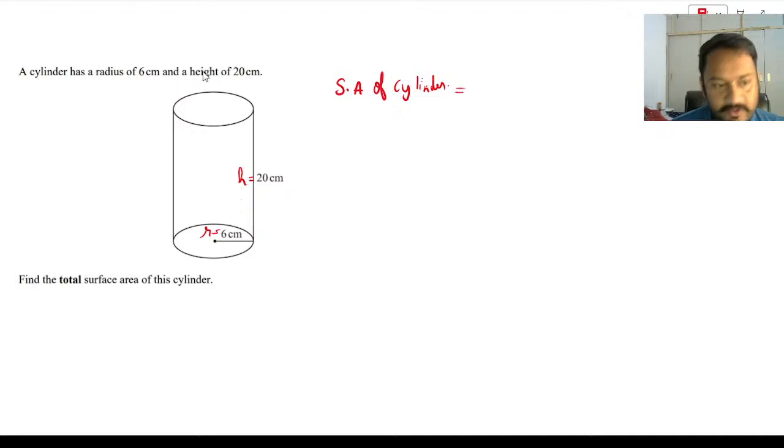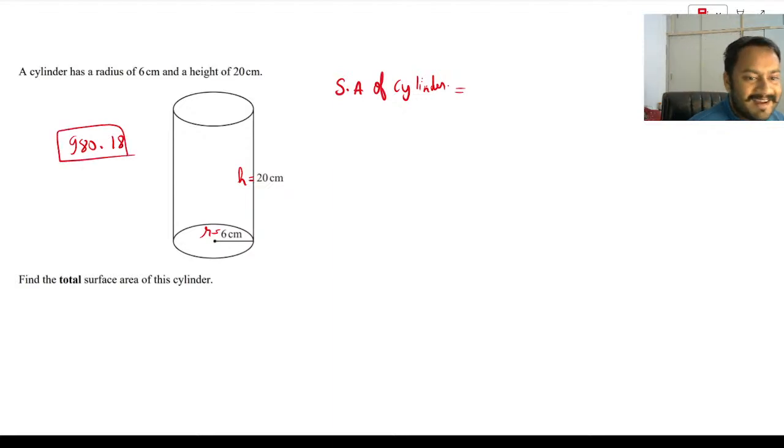Let's see who will answer first. I'm waiting for your reply. Puranjay Singh, 980.18 centimeter square. Okay, because you're done in the class, you got the answer anyway. You are very quick, Puranjay. Now it is written 980. You all remember this. This was in your mock exam also, no worries.